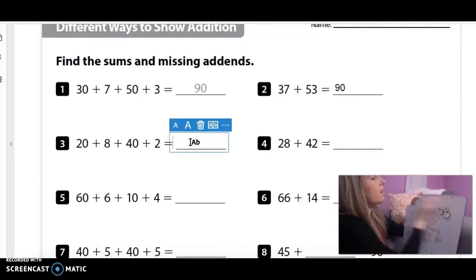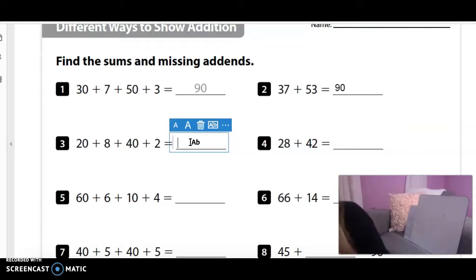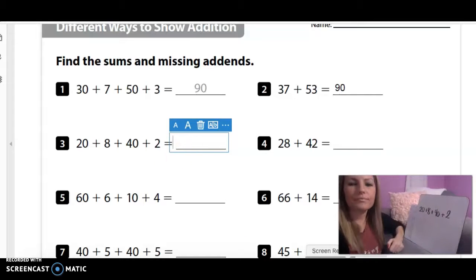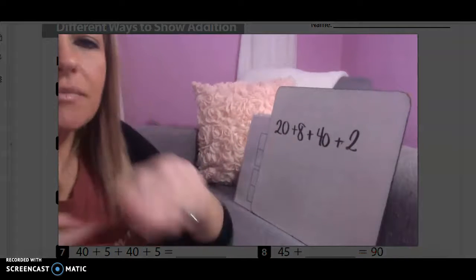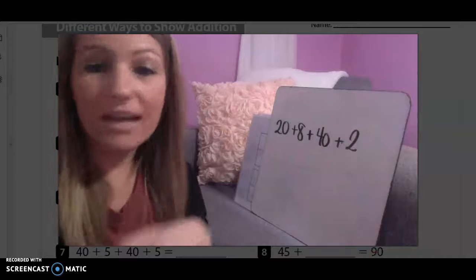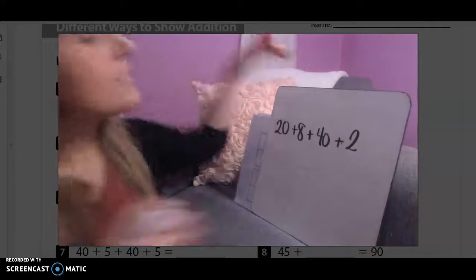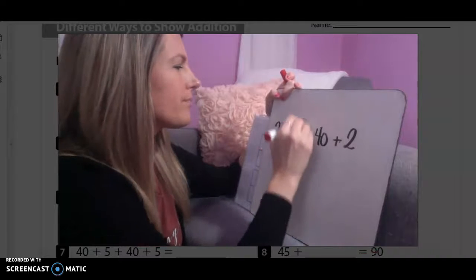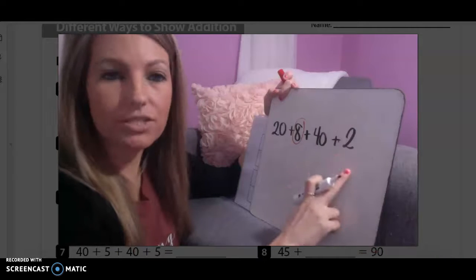Wow, don't let number 3 scare you. I know it looks long, but I'm going to show you a strategy that might help you when you have a number sentence that seems extremely long. We have 20 plus 8 plus 40 plus 2. I'm going to bunch some of these numbers together by adding them together. You know what I see when I look at this? The first thing that I notice is this 8 and this 2.